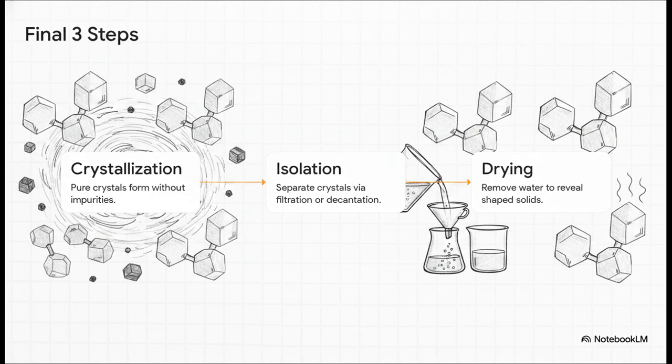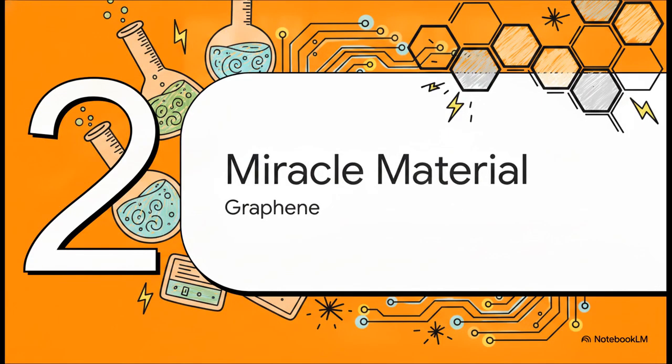Step 5 is isolation. Now that we have a solid and a liquid, we just separate our shiny new crystals from the leftover liquid using filtration or a pouring technique known as decantation. Finally, step 6, drying. We get rid of any lingering water, and what we're left with are beautifully shaped, 100% pure crystalline solids. Boom! We've successfully separated the pure compound from its messy, impure starting state. Moving right along to Section 2, graphene, the miracle material.